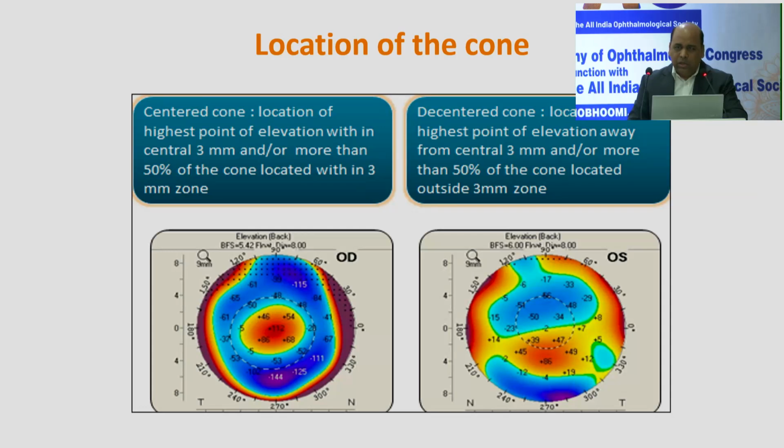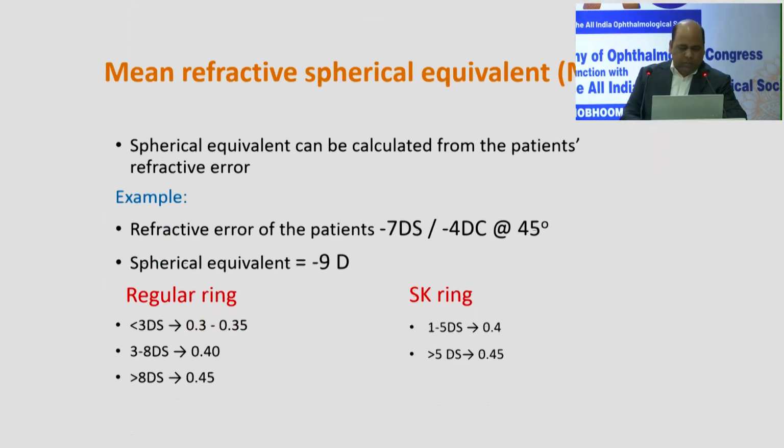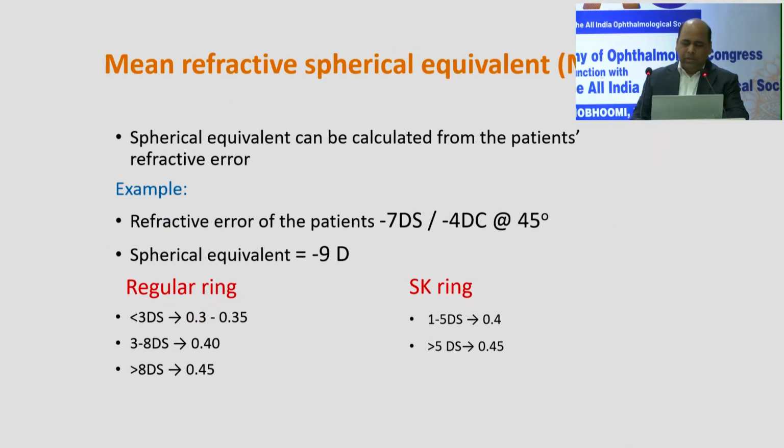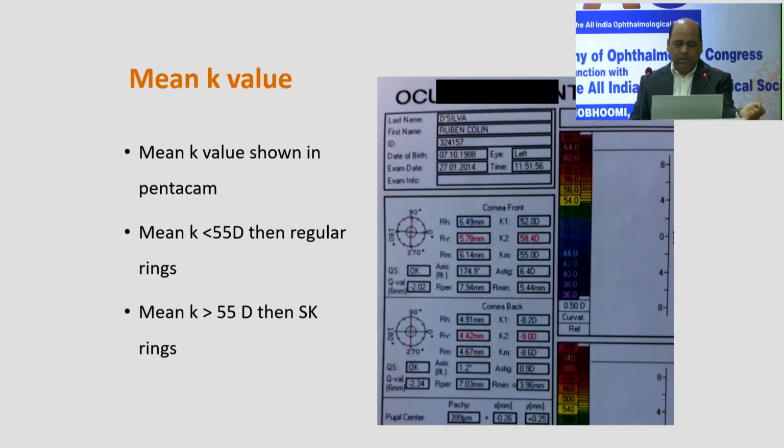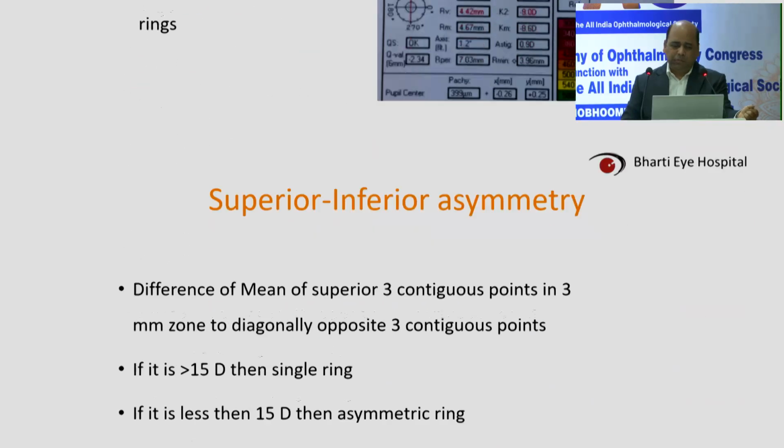So locating the cone is very simple. You just have to see the steep point. If it is in the central 3 millimeter, it's a central cone. If it is outside the 3 millimeter zone, it is a decentered cone. The next is MRSE. The spherical plus half cylinder gives you MRSE, and based on MRSE values, you can choose your rings. The mean K value is here in the Pentacam, and if it is less than 55, then regular rings work well, and if it is more than 55, you can go for SK or thicker rings.